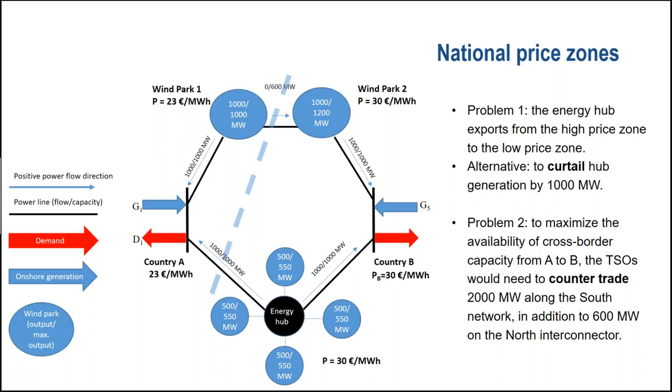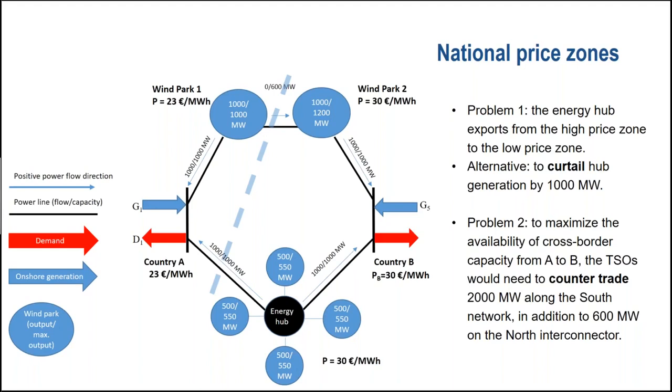Moreover, we are still not complying with the European rule that says that we should maximize cross-border capacity going from A to B. So the only way to actually have 1,000 megawatts export from A to B would be to curtail the energy hub further, and to basically counter trade. And the same problem exists up north, where now there's a zero flow across the border.